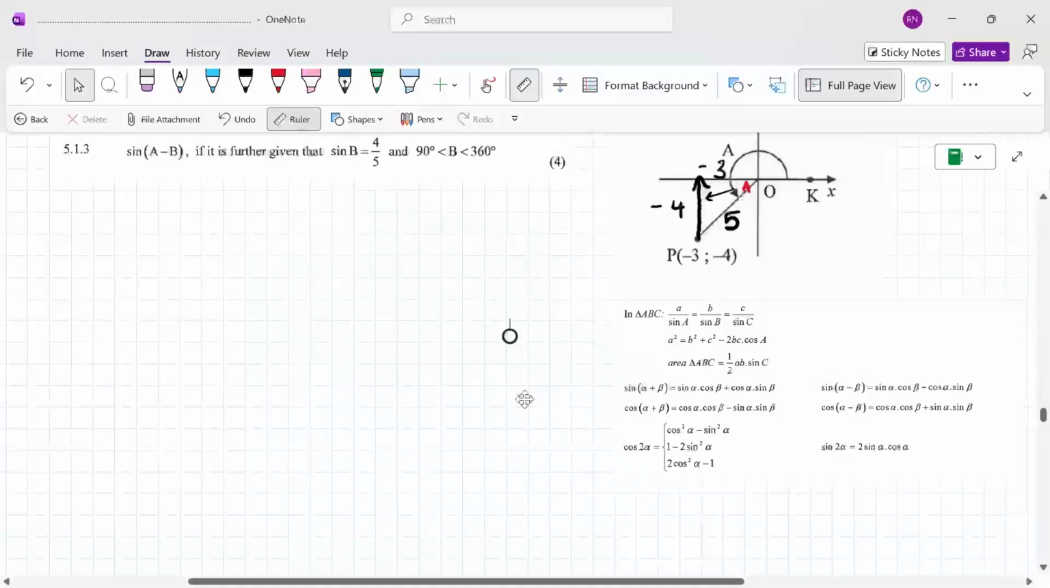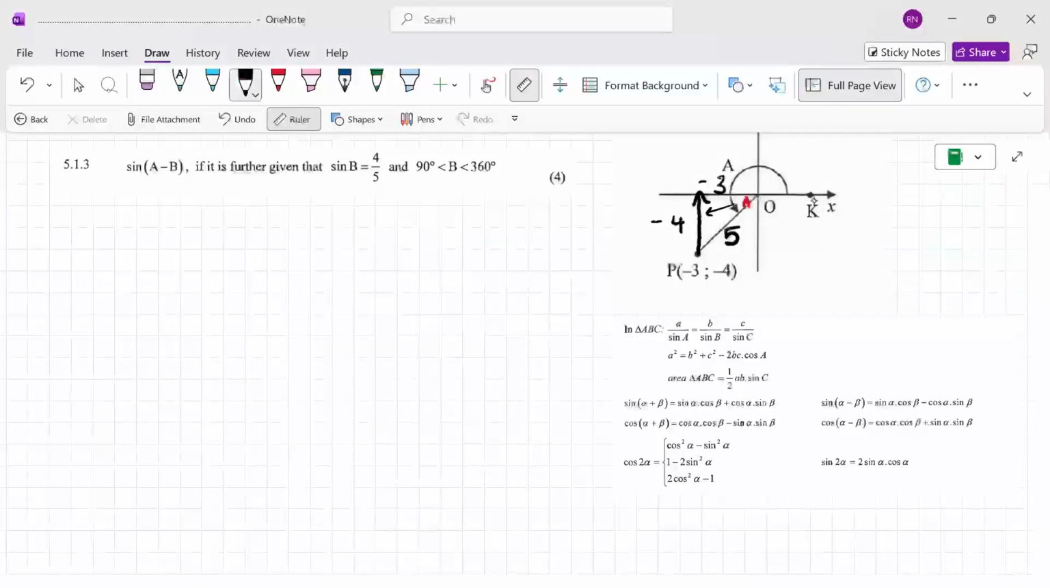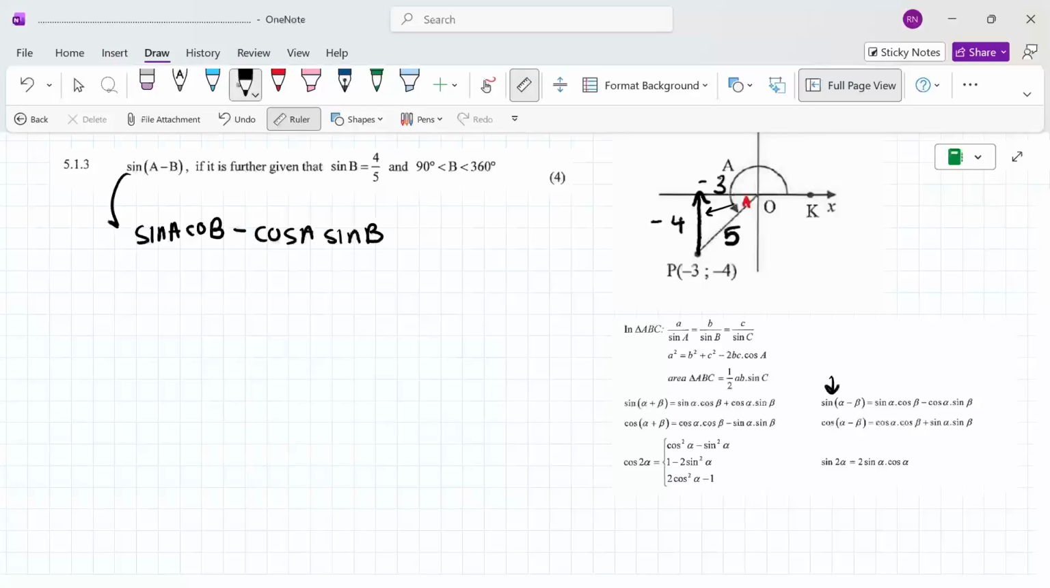So let's see. Okay, I am going to rewrite this. This is a compound angle, right? So I'm going to rewrite sine A minus B using this compound angle formula. So it's going to be sine A cos B minus cos A sine B. That's the same as this. I've just rewritten it using the compound angle formula.